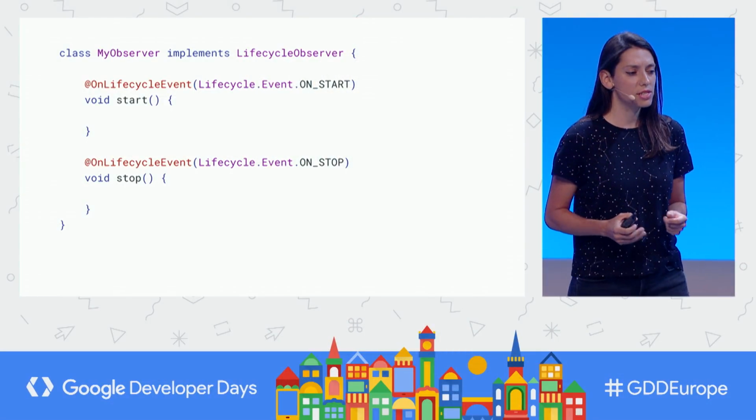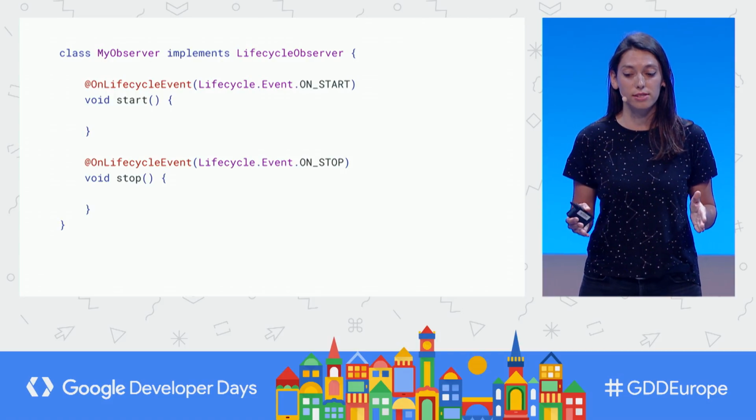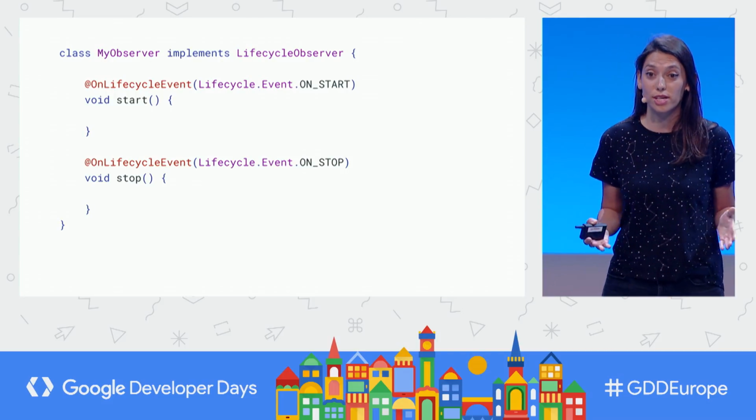So to help with this, we introduced a lifecycle and the lifecycle owner. So an activity or a fragment has a lifecycle. Therefore, they are a lifecycle owner. And the lifecycle of a lifecycle owner can be observed by a lifecycle observer. And in that observer, we can define methods that will be called whenever specific lifecycle events are triggered. So all you need to do is annotate those methods with OnLifecycleEvent plus the event name that you're interested in.